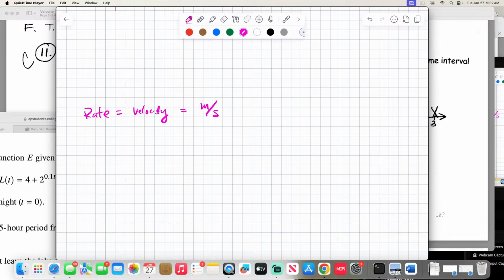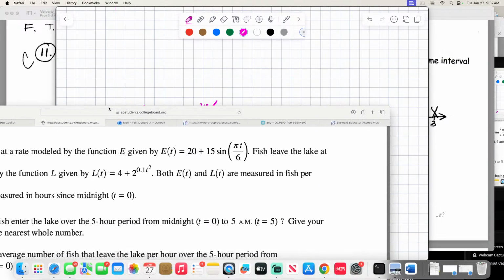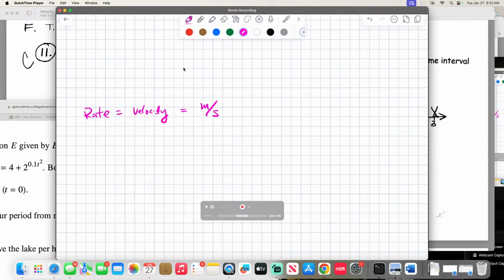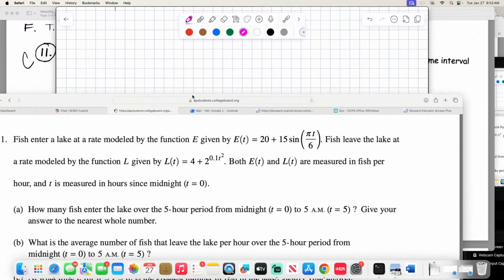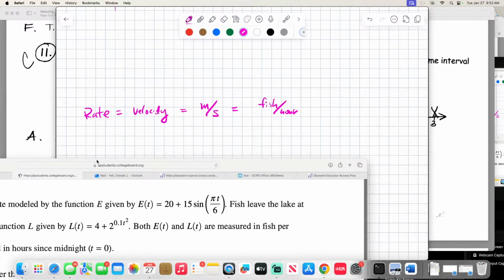What happens in this situation? What is the unit for this? Fish per hour. There you go. Fish per hour. Okay, fish per hour. Then you're like, oh, okay, that's not too bad. But what do they want? They want how many fish. So how many fish enter the lake?